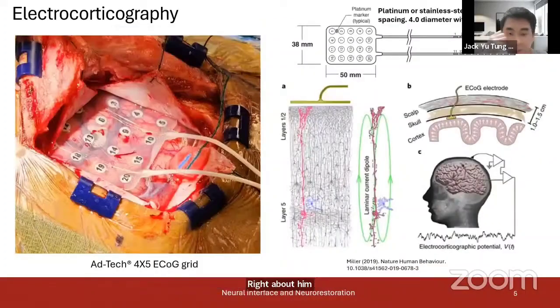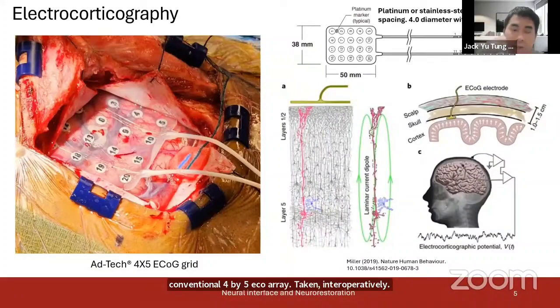So this is an image of a typical conventional 4x5 ECOG array taken intraoperatively, used in epilepsy surgery to record and identify seizure focus. So the contacts have an exposed diameter of 2.3 millimeters, and they're spaced roughly about 1 centimeter apart. So for such a conventional ECOG grid, the 5 square millimeters or so of brain surface under each contact contains about 500,000 neurons. So quite a large number of neurons.